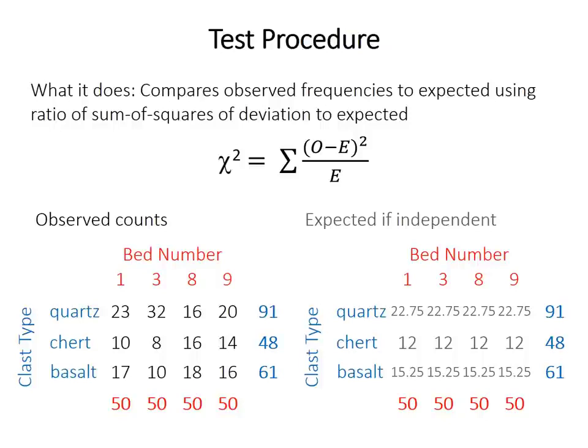So for example, because there are 91 quartz clasts in all 4 samples, the total of quartz is 91, the expected counts, if abundances were independent of sample number, so the same in all the samples, would be 22.75. So those numbers are fed into the formula. Basically, for each cell, for each row and column combination, you do observed minus expected squared divided by expected, and they are all then added up to give you the chi-squared test statistic.